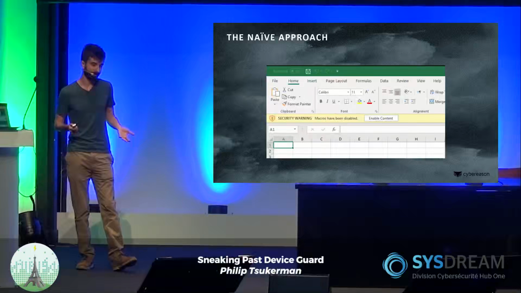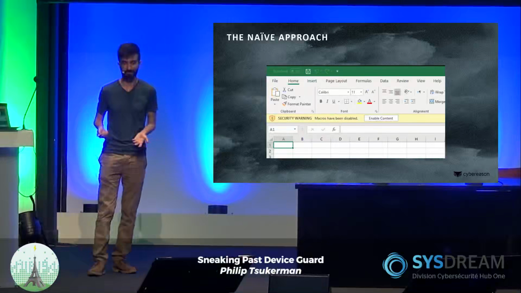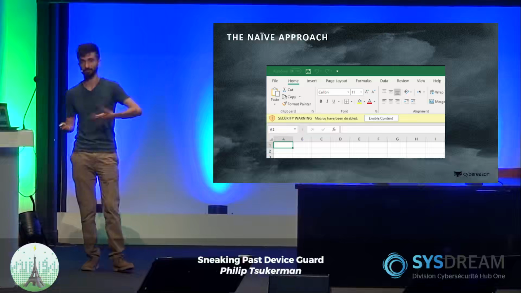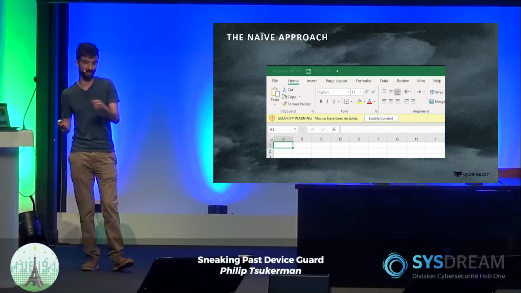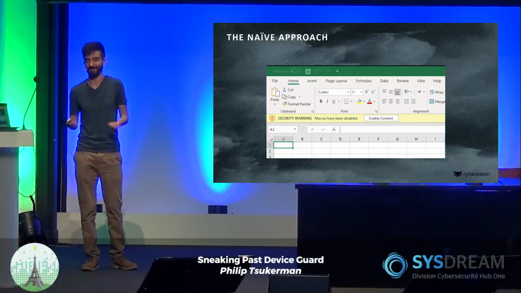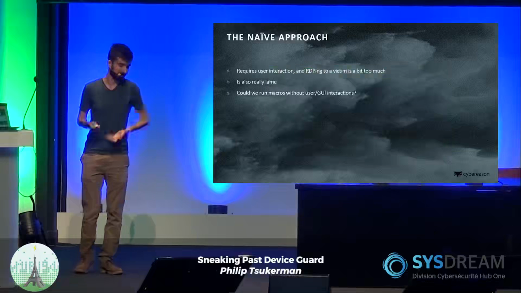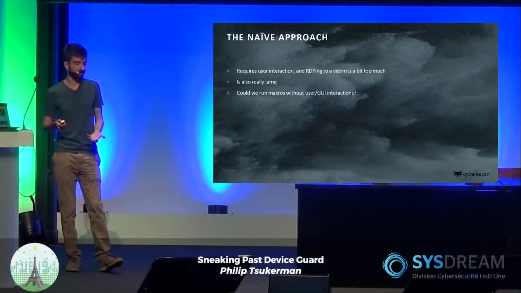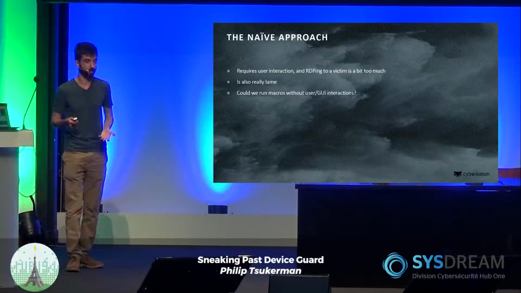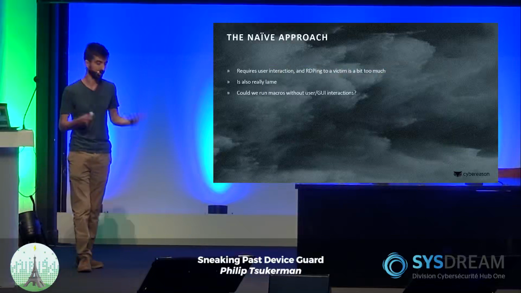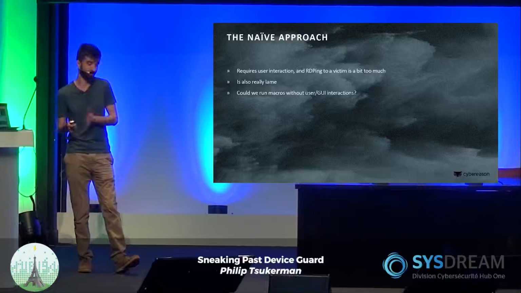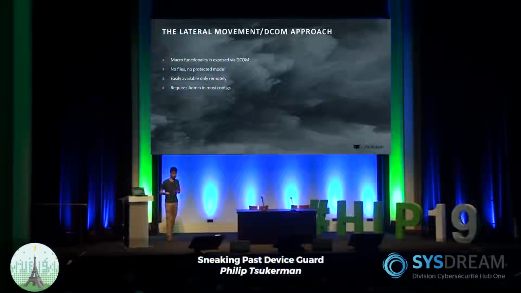But the naive way to run a macro is really lame, because you actually have to press a button, and we're talking about a post-exploitation scenario. I could already run commands on a machine. So now I'm going to open Excel and just wait for somebody to push a button, or I don't know, RDP to a machine. That's pretty lame. And that's why I tried to see if I have any ways to run VBA macros without any user GUI interaction. One such way is using DCOM, or basically remote COM.